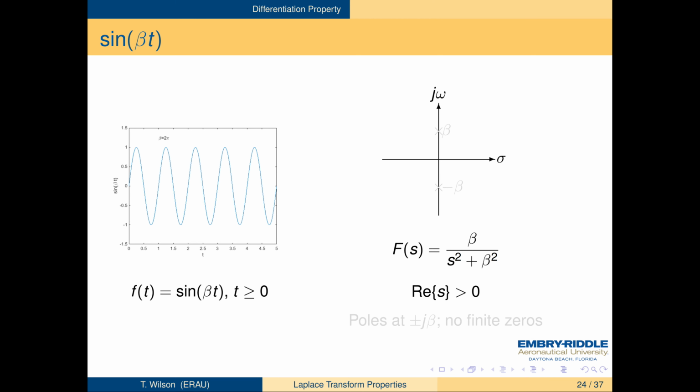The poles of the Laplace transform of sine beta t are at plus and minus j beta, just like the poles of cos beta t. Since sine beta t is the imaginary part of e to the j beta t, it can be thought of as 1 over 2j times the difference of e to the j beta t and e to the minus j beta t, so it should have the same component exponentials as cosine does.